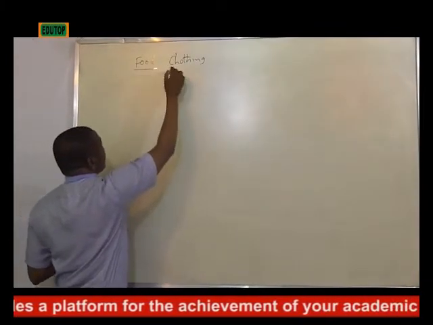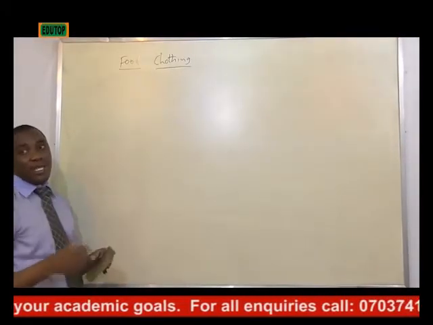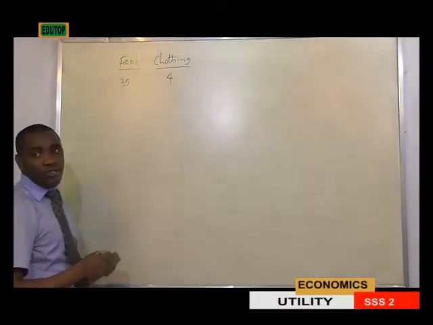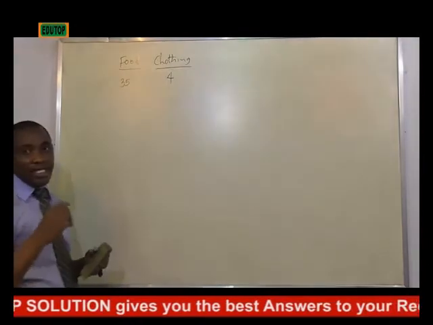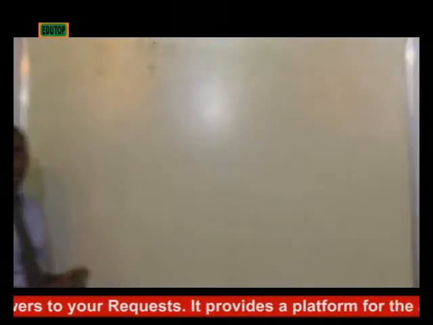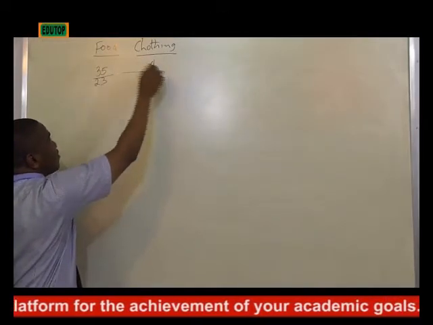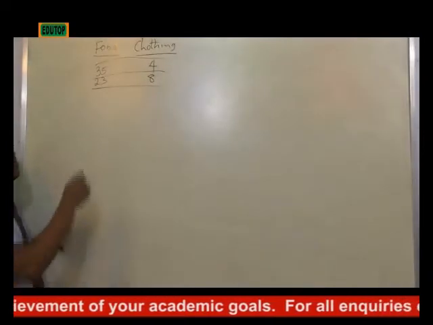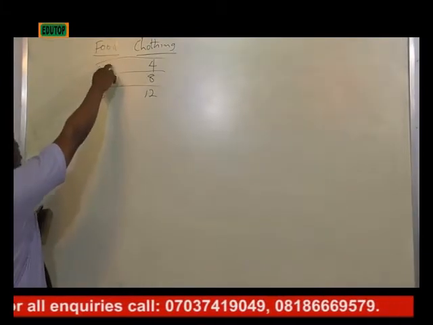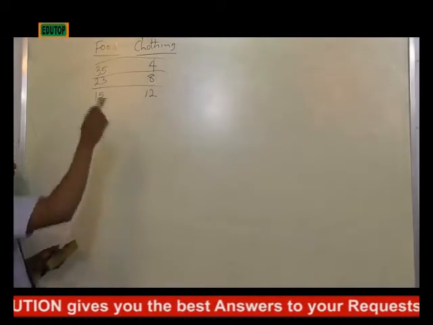whereby a consumer desires to buy food and clothes to satisfy himself, and he wants to satisfy the two at the same time. Now let's assume that a consumer at a point can have 35 units of food and 4 units of clothing. This is a level that, with the money at the hand of the consumer at that particular time, he can buy 35 tubers of yam and 4 pieces of clothes. And at another level, he can buy 23 pieces of yam and 8 pieces of clothes. Then another level is we can have 15 and we also have something like 12. You discover that when the quantity of food is reducing, the quantity of clothing is increasing. Why? Because he is still having the same amount of money to buy the two at the same time.